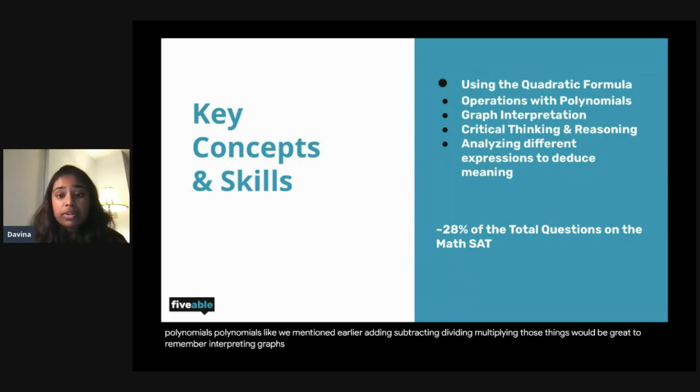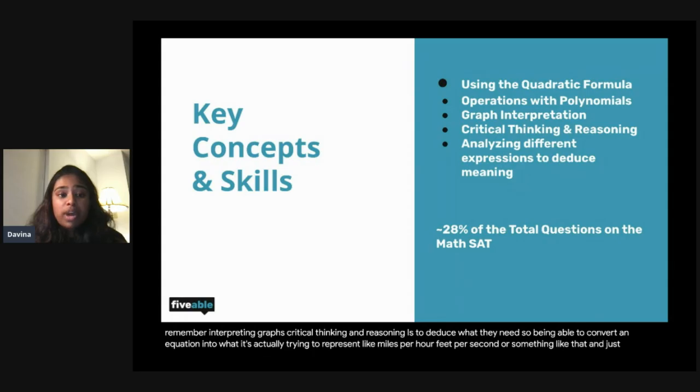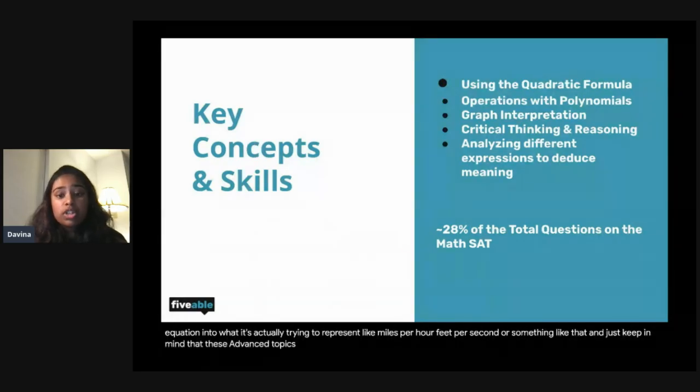Interpreting graphs, critical thinking and reasoning, and also analyzing different expressions to deduce what they mean. So being able to convert an equation into what it's actually trying to represent, like miles per hour or feet per second or something like that. And just keep in mind that these advanced topics and quadratics cover about 30% of the total questions on the math SAT, so it's a pretty big section.